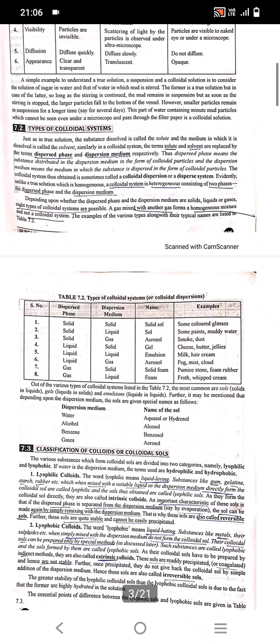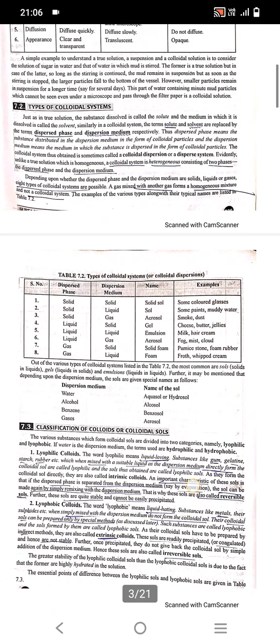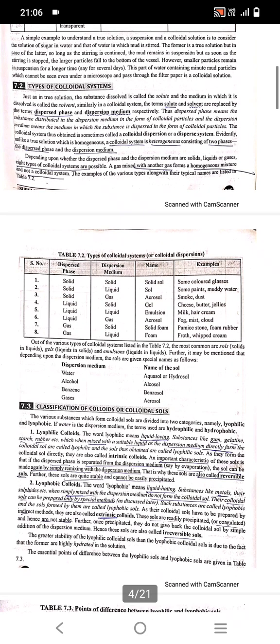Out of the various colloidal systems listed in the table, the most common are solid in liquid (sol), liquid in solid (gel), and liquid in liquid (emulsion). It must be mentioned that depending upon the dispersion medium, the sols are given special names as follows. Dispersion medium: water, name of sol aquasol or hydrosol; alcohol, alcosol; benzene, benzosol; gases, aerosol.